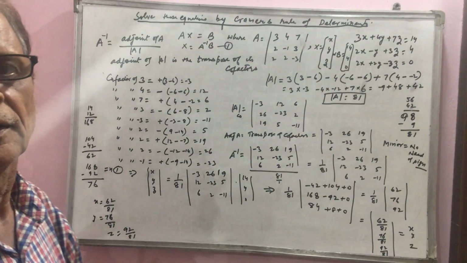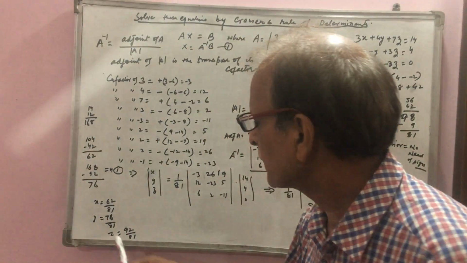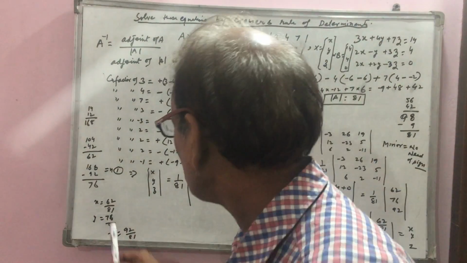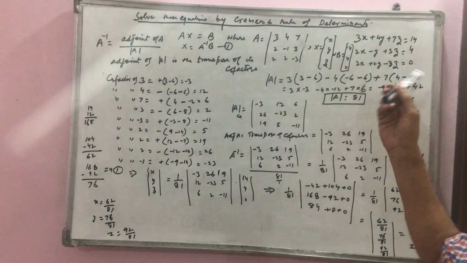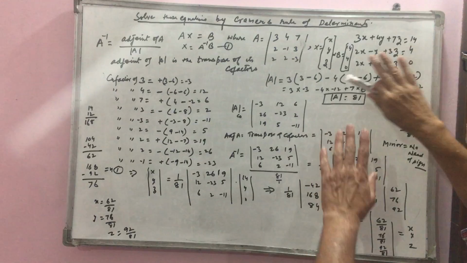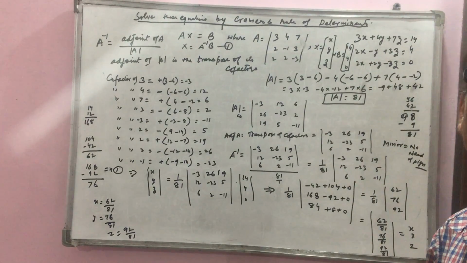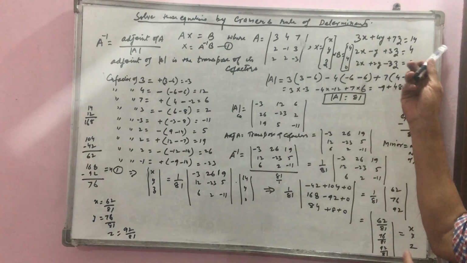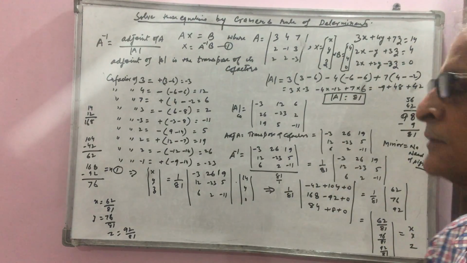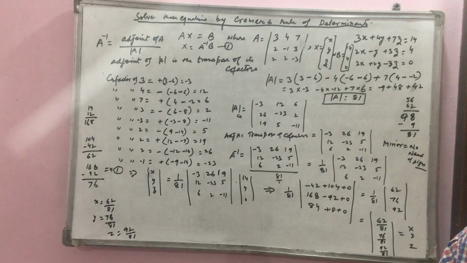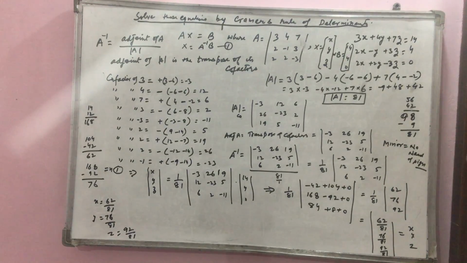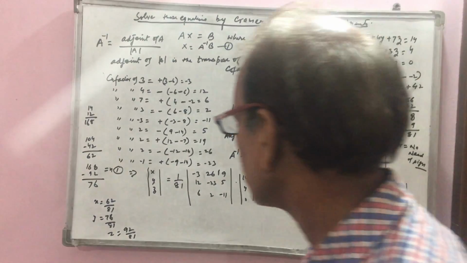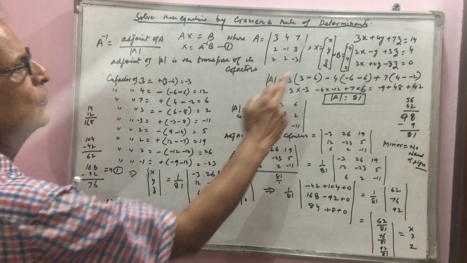How will you check whether your answer is correct or not? You put this value in any of these equations, and if both the left hand side and right hand side are equal, it means your answer is correct. If they are not the same, then something is wrong, you have done something wrong, and you check it again. So let us now put this value in an equation.